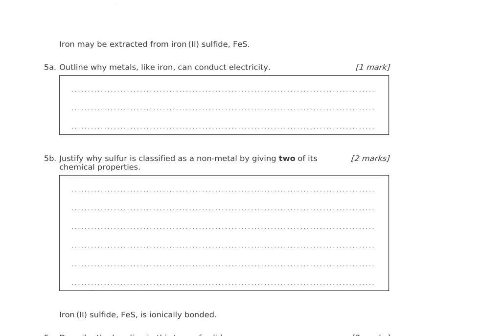5a, outline why metals like iron can conduct electricity. So metals can conduct electricity because they have delocalized electrons. Or you could say delocalized sea of electrons. Or you could say mobile, if you're not comfortable with the word delocalized, which is fine.